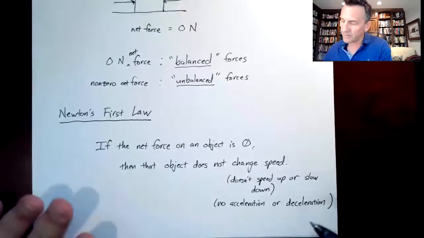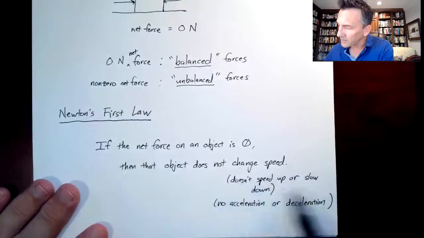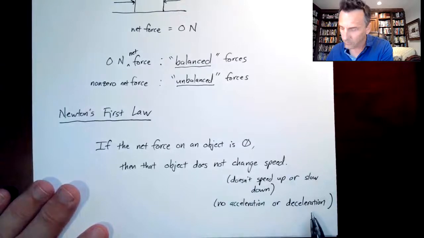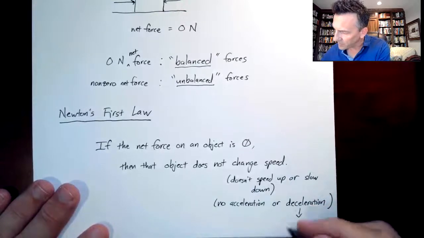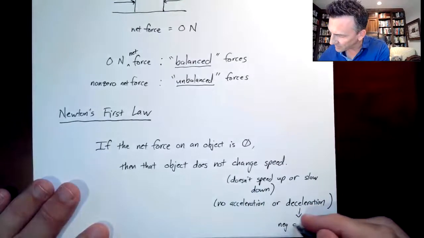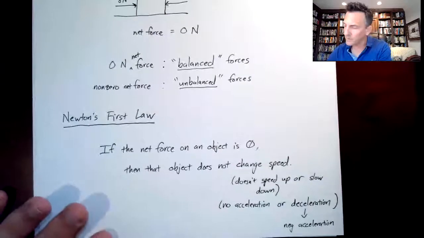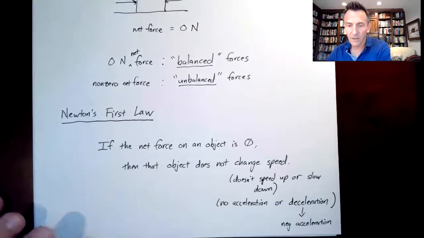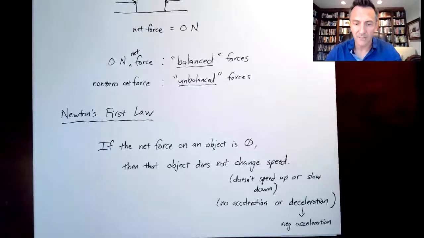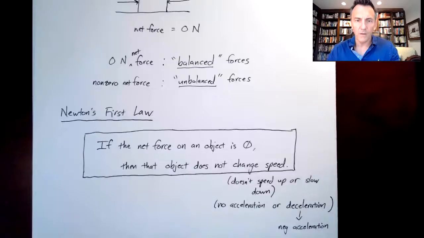Other ways of saying the object doesn't change speed might include it doesn't speed up or slow down, or there's no acceleration or deceleration. And deceleration is sometimes thought of, physicists think of this as negative acceleration. So physicists will use one word to cover both acceleration and deceleration. Acceleration covers both speeding up and slowing down because it includes both positive and negative acceleration. So these are all different ways of saying the same thing. The key is that an object does not change speed when the net force on the object is zero.